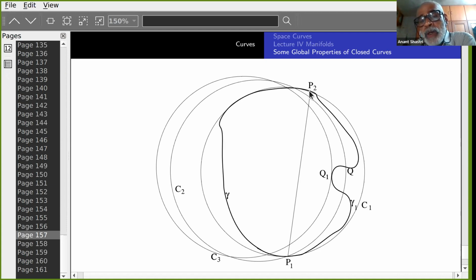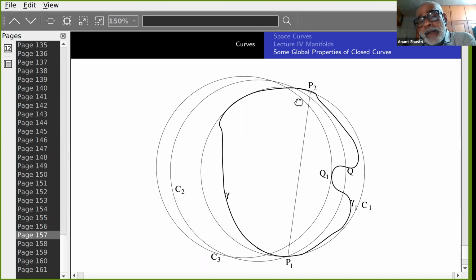But it will be inside this. If we join this chord, this portion will actually be in the area between this chord and this part of C1. Why? Because look at the tangent here. This tangent is not perpendicular to P1, P2. Maybe it is perpendicular. It doesn't matter.